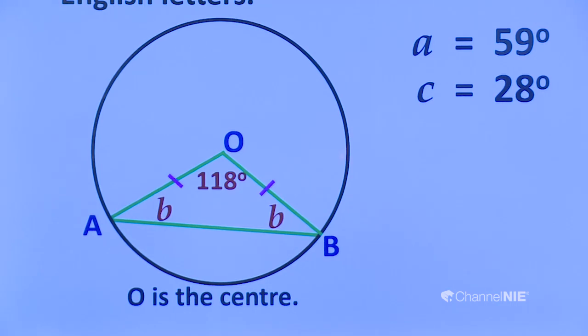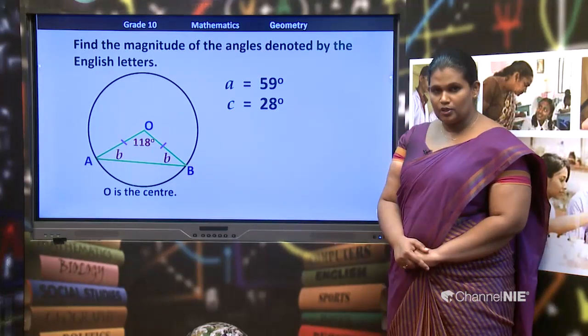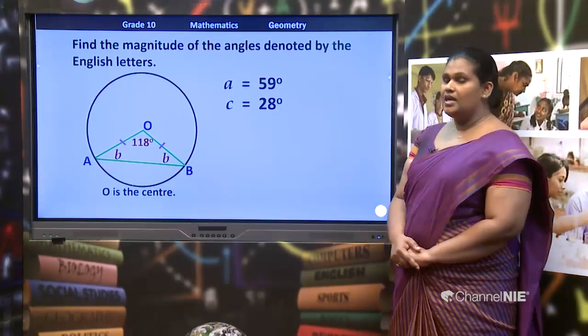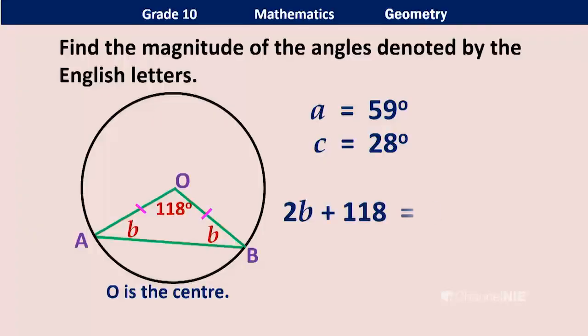Now, once again we know that the sum of the interior angles of a triangle is equal to 180 degrees. Now, I know all three angles in this triangle, therefore, I am going to get the sum of it. B plus B plus 118 equals 180 degrees. So, B plus B becomes 2B. 2B plus 118 equals 180 degrees. Therefore, now we have constructed a simple equation. By solving this, we can get the value of B.